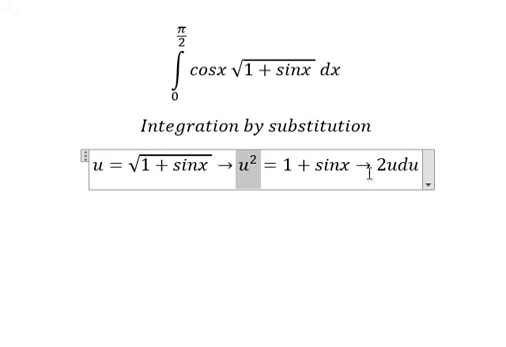This one we have 2u. This one is a constant, so you get number 0 in here. This one is cosx.